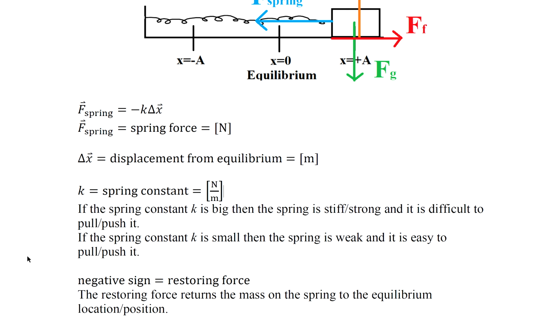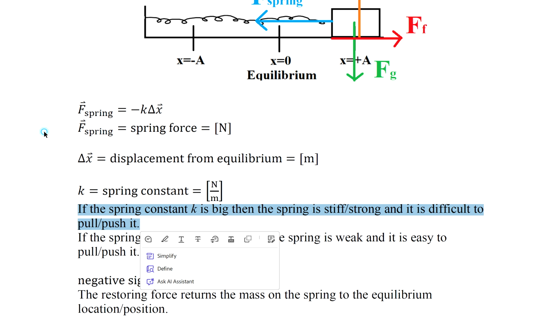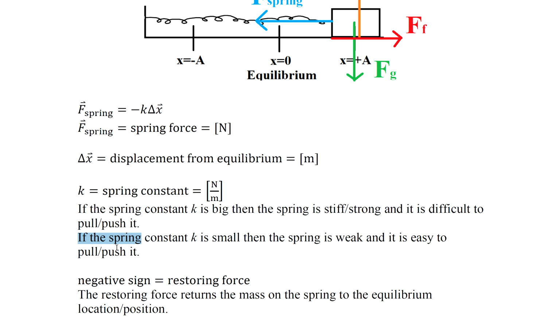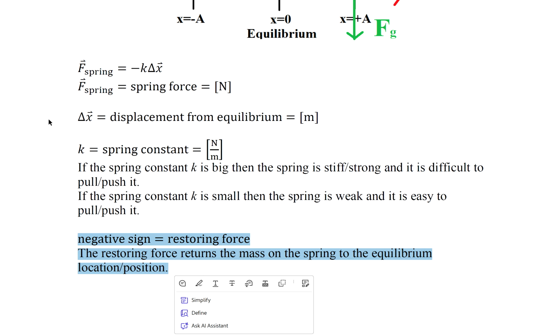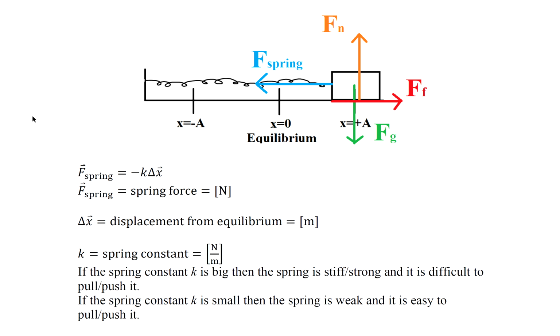If the spring constant k is big, then the spring is very stiff and it's very difficult to get it to be pushed or pulled. If the spring constant k is small, then the spring is weak and it is very easy to pull it or push it a great distance. The negative sign is the restoring force. That means it returns the mass on the spring to the equilibrium position.